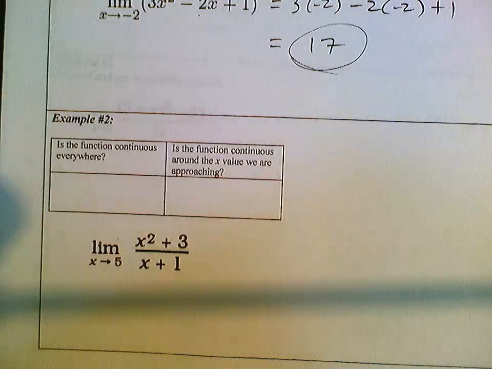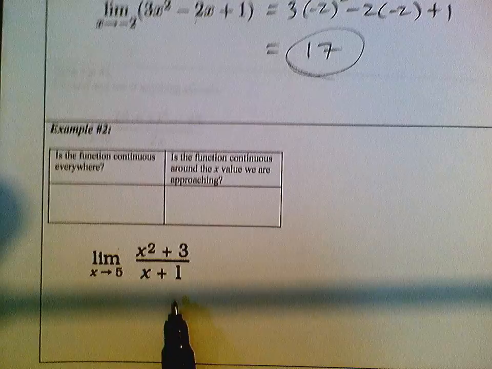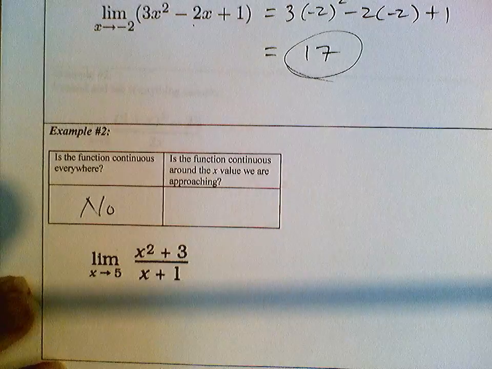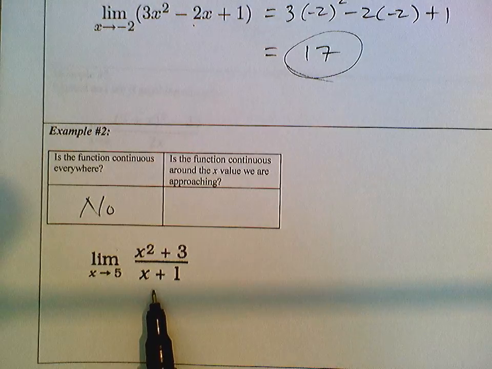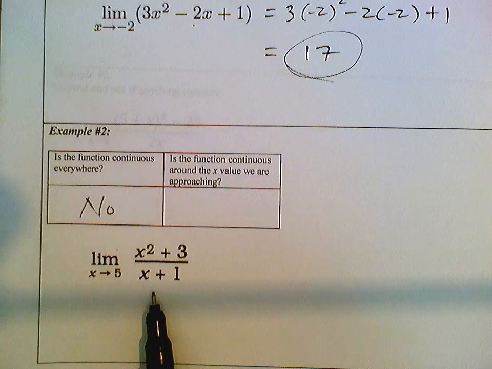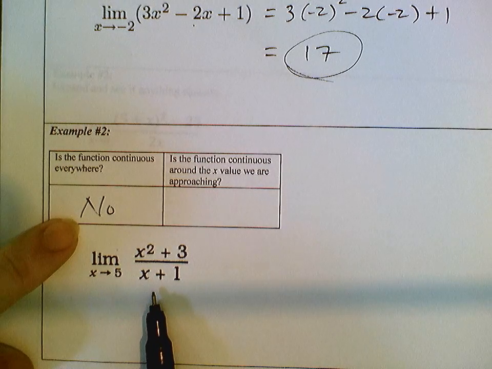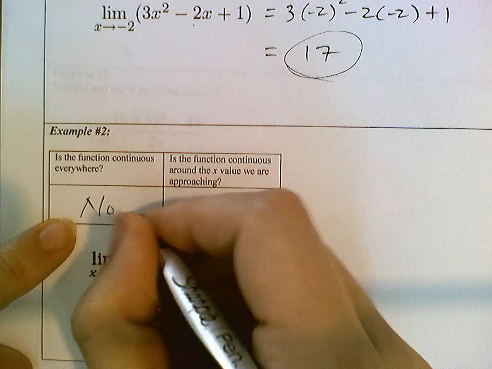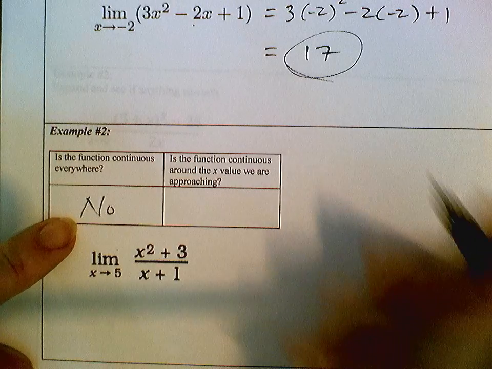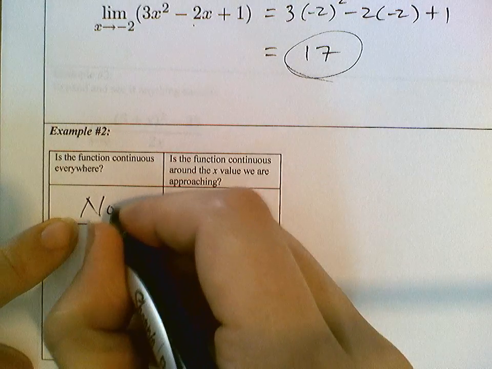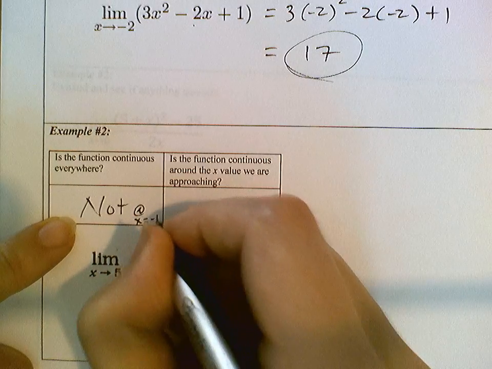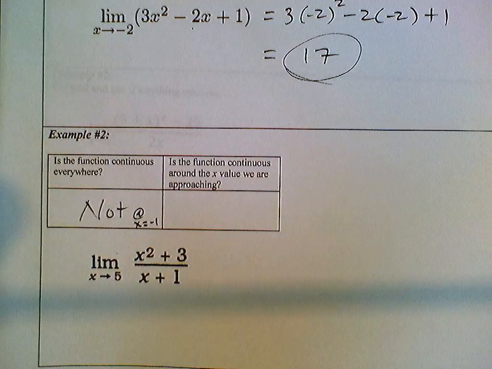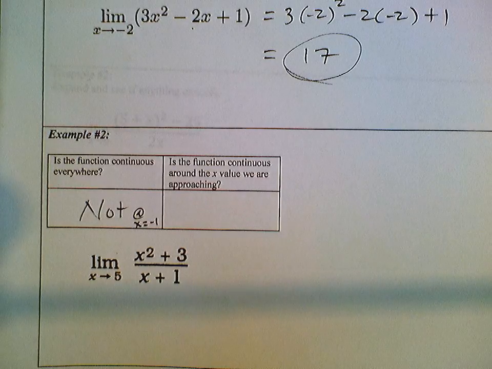Okay. Now, example number 2. Is the function continuous everywhere? Guys, this one is not continuous everywhere because I have a denominator, and where this denominator is 0, the function is not continuous. So no, it's not continuous. I'll say no, and let me say this. I'll say not at x equals -1. Okay? No, it's not. Not at x equals -1.